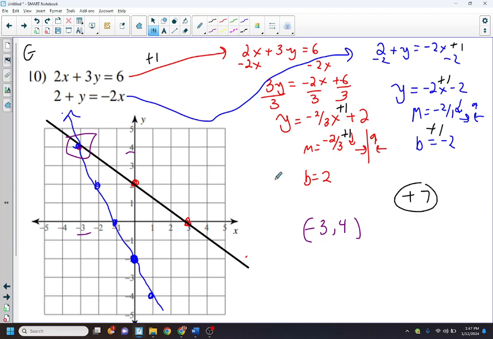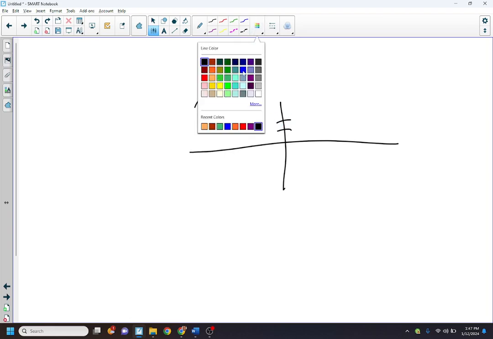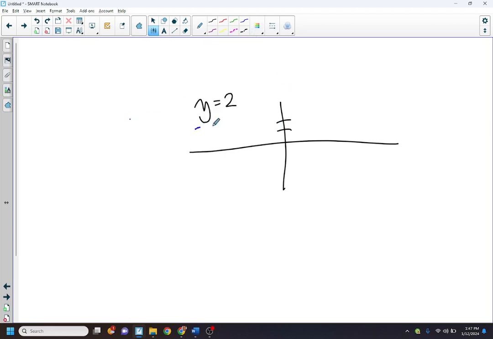One thing I didn't put on this review page was if you have y equals 2, remember that is a horizontal line at y equals 2. If I said x equals -3, remember that is a vertical line at x equals -3.